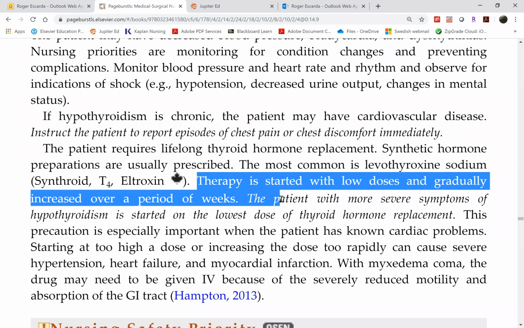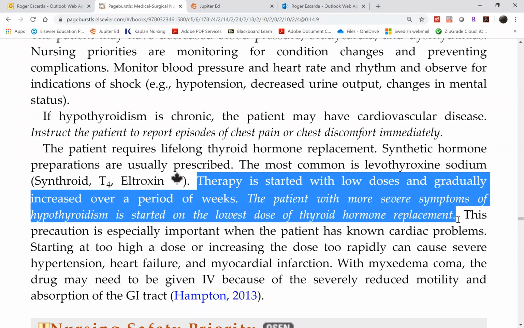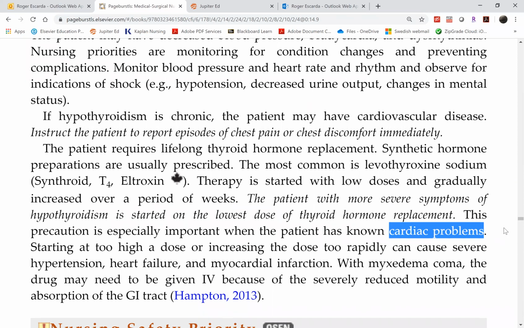One thing to note though is the principle when starting thyroid treatment. The acronym will be ALARA, A-L-A-R-A. So we start the dose as low as reasonably achievable, meaning we start with a low dose that will meet the patient's metabolic demands at the lowest dose and then increase the dose very slowly as well. Okay, so we start low, go slow. The reason is, especially if the patient has a history of cardiac disease, it may cause cardiac problems. It may trigger dysrhythmias if the dose is started too high.